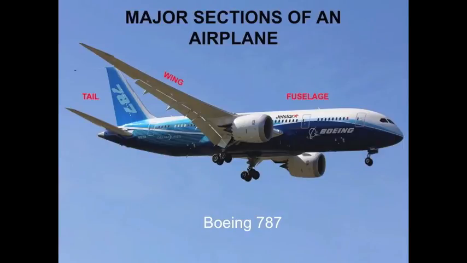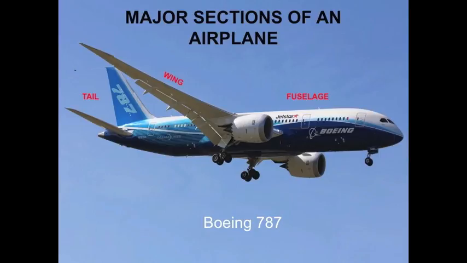Let's take a look at the major sections of an airplane using the Boeing 787. The primary component of an aircraft is its fuselage. Here is housed passengers, cargo, and fuel. If you look to the front of the fuselage, you'll see the cockpit. This is where the pilot and co-pilot are.